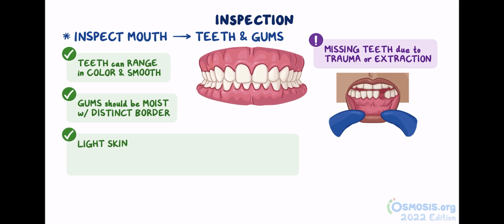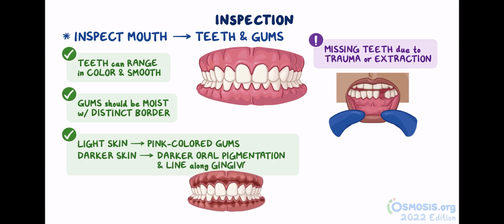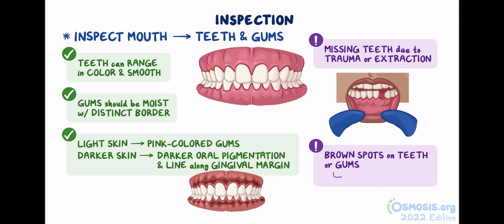Clients with light skin typically have pink-colored gums, whereas clients with dark skin usually have a darker oral pigmentation and a brown or black line along the gingival margin. Brown spots on the teeth and gums are associated with dental caries or stains.